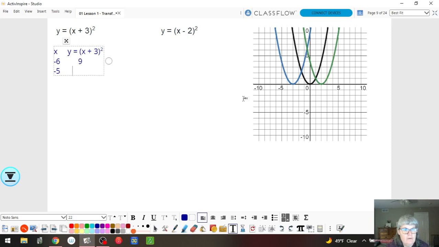Negative 5 has the value of 4, like the original. Negative 4 has the value of 1, like the original graph. And then negative 3, we are on the x-axis, so our y value is 0, just like our vertex y value is 0. Negative 2 goes back up to 1. Negative 1 is back up to 4. And then 0 is back up to 9.